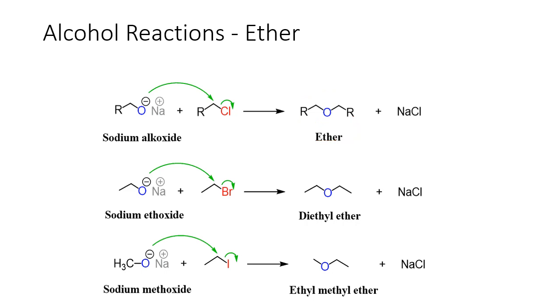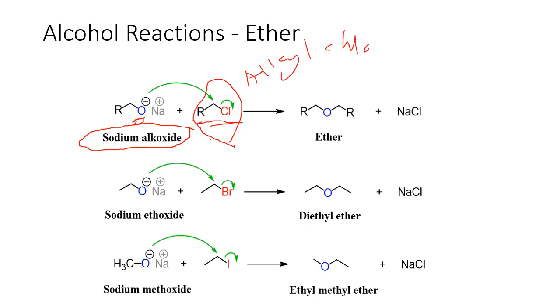It's very simple. What we do is take an alkoxide, and in the alkoxide, as we all know, the oxygen has a negative charge, and react it with an alkyl halide, specifically in this example an alkyl chloride. So we react an alkyl chloride with an alkoxide, and this reaction produces ether and sodium chloride, which is salt.